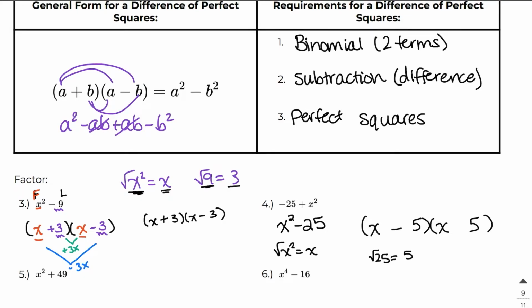And then I would need to have opposite signs. Now, it does not matter if you put the plus sign first or the minus sign first. It's the exact same thing. So let's double check to make sure that this is going to work for us. Here, the outside is x times 5, which is 5x. The inside is negative 5 times x, which is negative 5x. They will cancel each other out. x times x is x squared. Negative 5 times positive 5 is negative 25. So this definitely will work out for us.